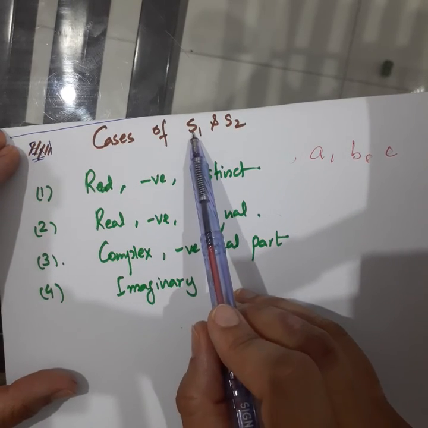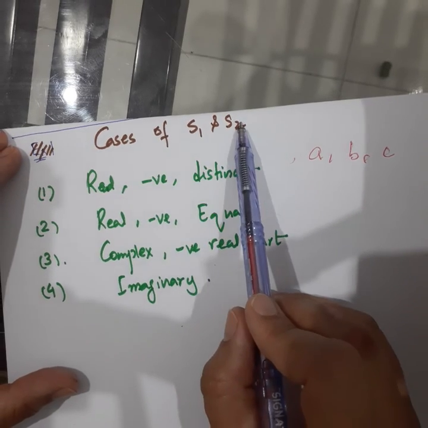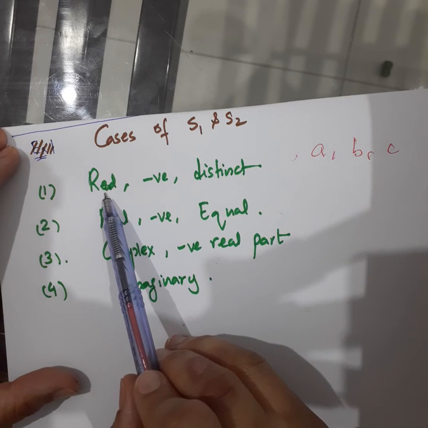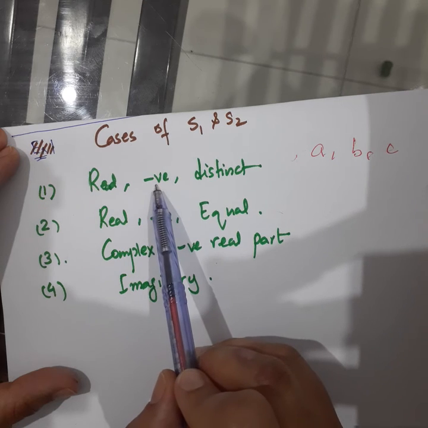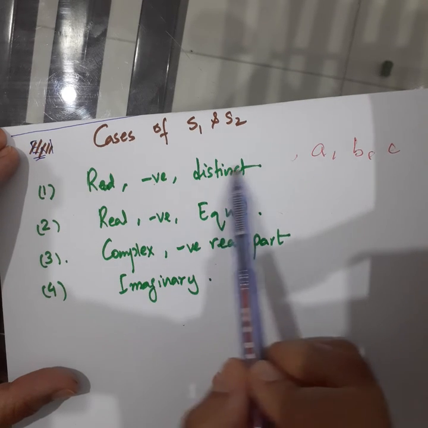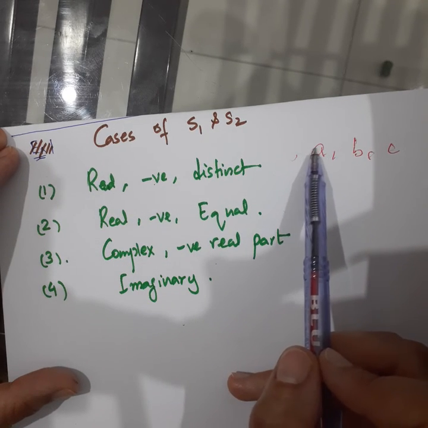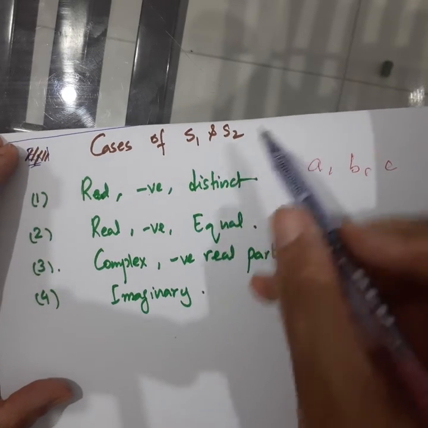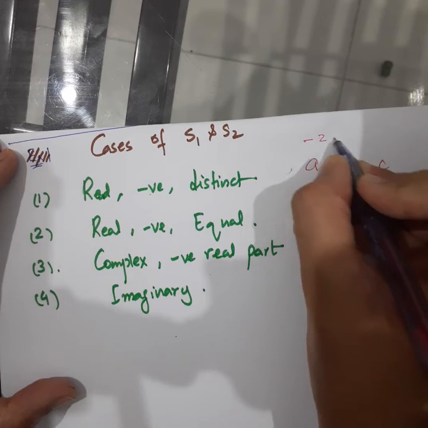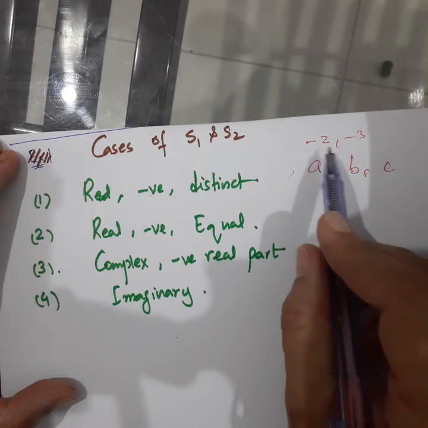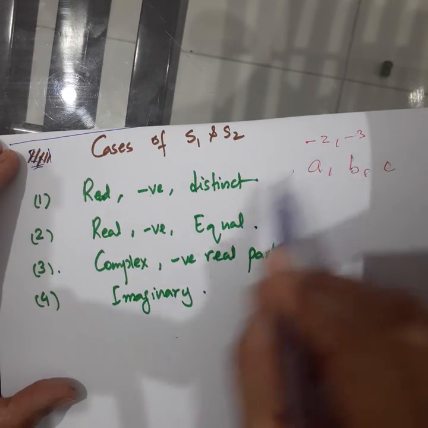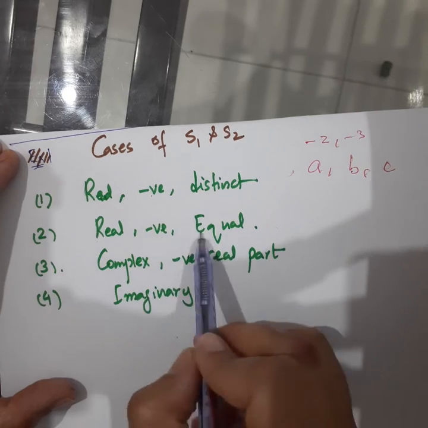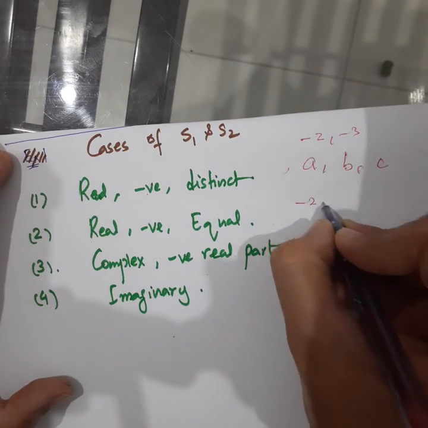There can be four possible cases of s1 and s2. The first type, that s1 and s2 values must be real and negative. I already told you that this negative value is coming from the formula, and they must be distinct. Distinct means that the values must be like minus 2, minus 3. These are different values, so we call them distinct values. The second case is real, negative and equal. Equal means minus 2 and minus 2.